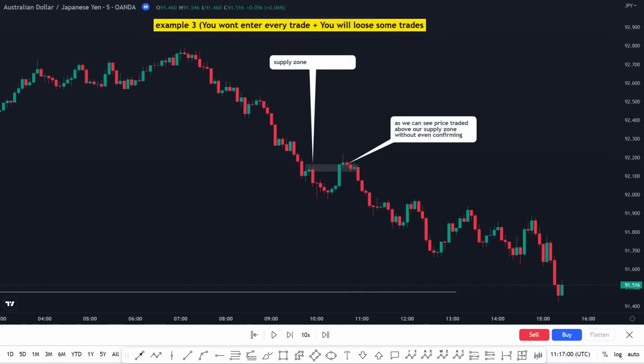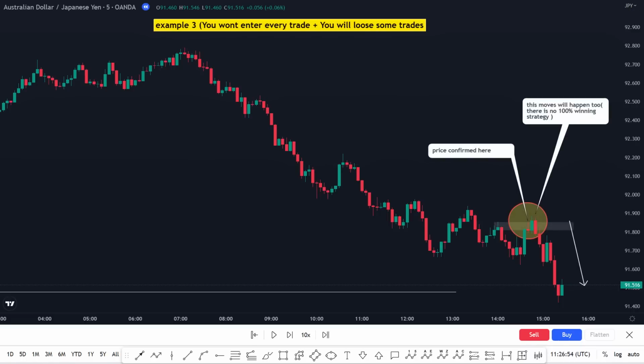Like I said during the video, you will never win all the trades, even when you are correct in your analyses, and you won't enter every trade. We can see it first here that the market never confirmed on the supply zone, so this kind of pattern will invalidate the whole trade setup.